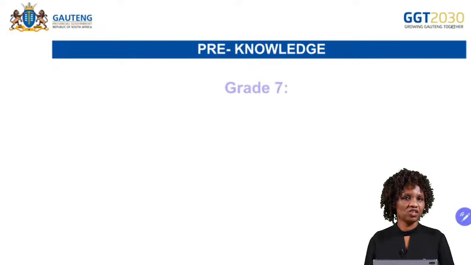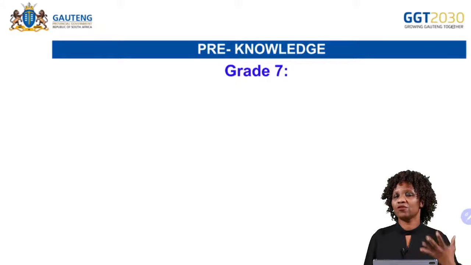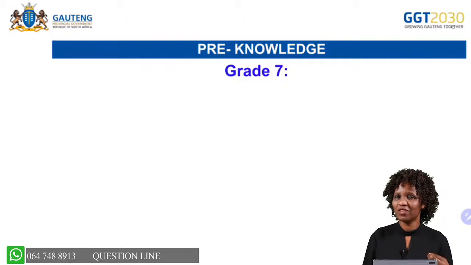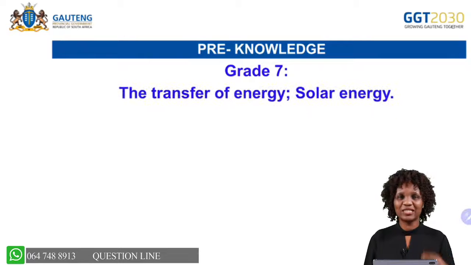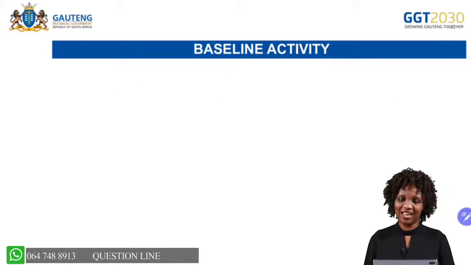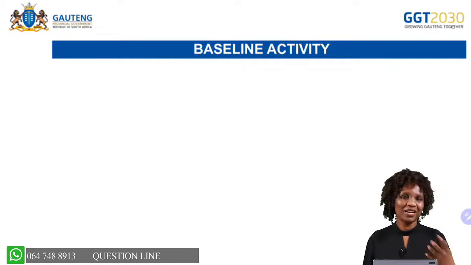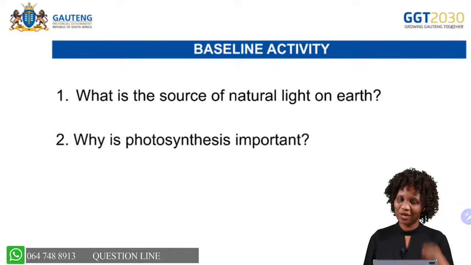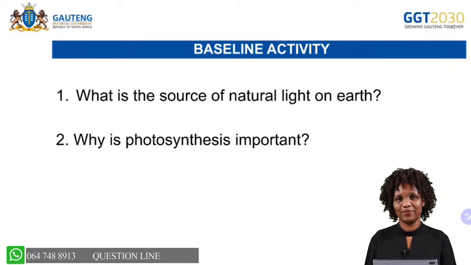Let's look at our pre-knowledge. The pre-knowledge is what we have already covered in the previous years that is related to this topic. What have you done? That's our foundation that is already there. In grade 7, we did the transfer of energy, focusing on the solar energy. All right. And then let's remind ourselves of what we have done in this topic. That is our baseline activity. Let's do the baseline activity. I'll just give you a minute to answer those two questions.